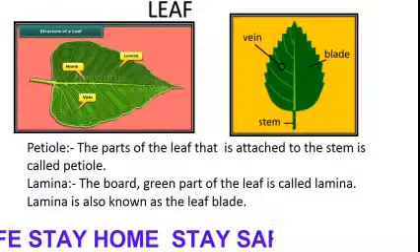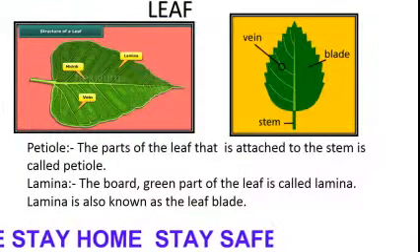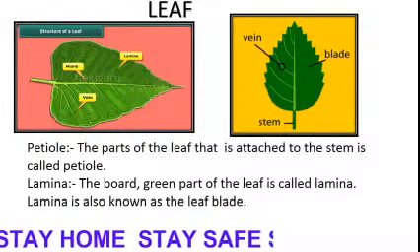So plants have been classified into three parts. They are herbs, shrubs, and trees.